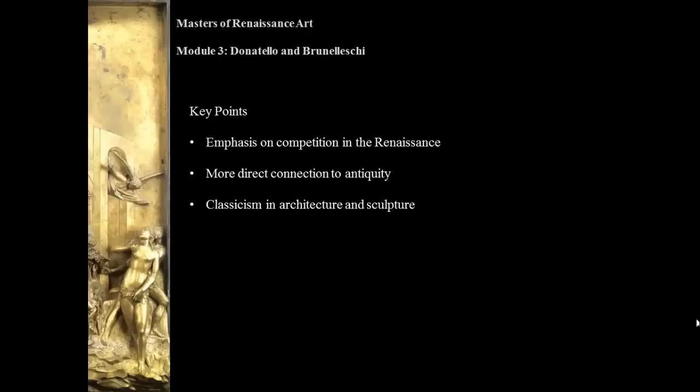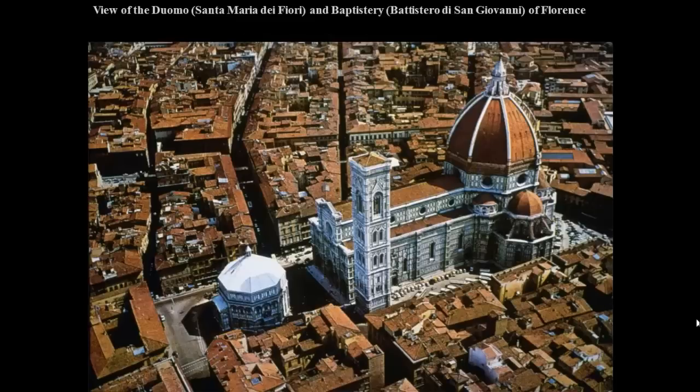We also see with these two artists a more direct connection to antiquity. We'll be talking a bit about the trip to Rome that Donatello and Brunelleschi take and what impact that has on their production. And finally, in very close proximity to that direct connection to antiquity, we see an even greater sense of classicism in both architecture and sculpture than what we have seen before, even more so than Masaccio, even far beyond what Giotto and Cimabue are doing. We see classical antiquity as a major source for the works of Donatello and Brunelleschi.